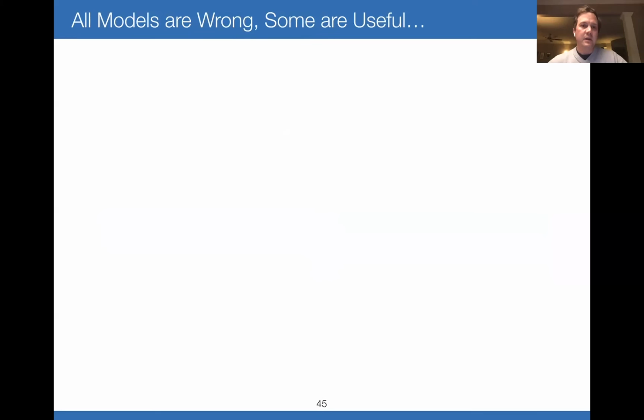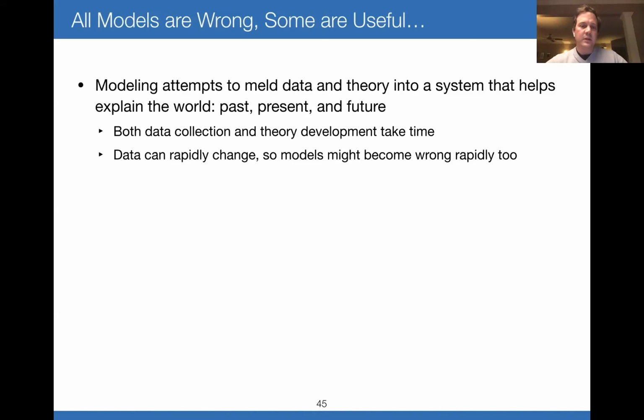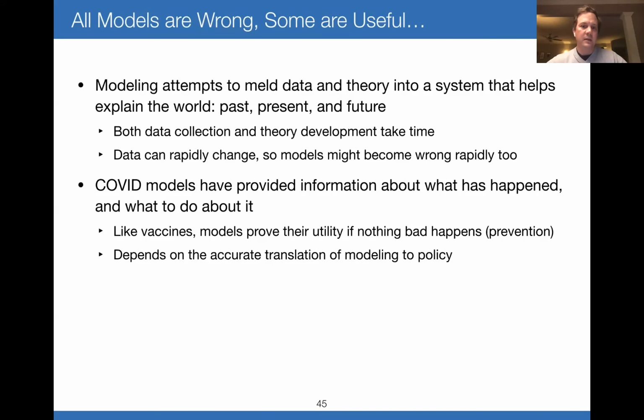So I'll end with this aside, and just end with the anecdote that all models are wrong and some are useful. So what does modeling do? It attempts to meld data and theory into a system that helps explain the world past, present, and future. And this depends on data collection and theory development as model inputs. The data can change rapidly, and so models might become wrong rapidly too. And that's okay. COVID models have provided information about what has happened and what to do about it.